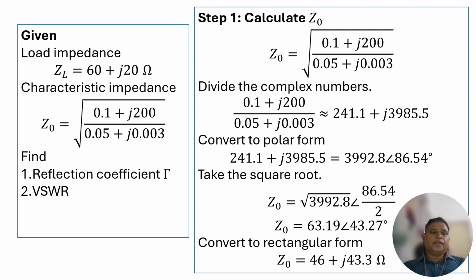For calculating, the characteristic impedance Z0 is a complex value. By simplifying this equation, we'll get this is the Z0, converting to rectangular form. Converting to rectangular form, we'll get like this. By simplifying these complex values and taking the root, we'll get this expression. This is the Z0 value.